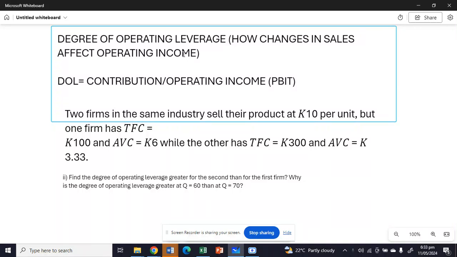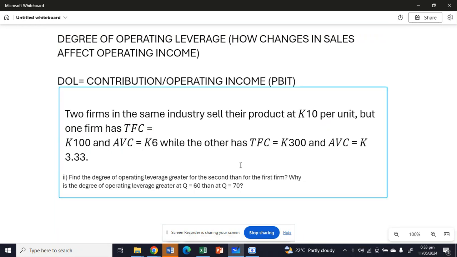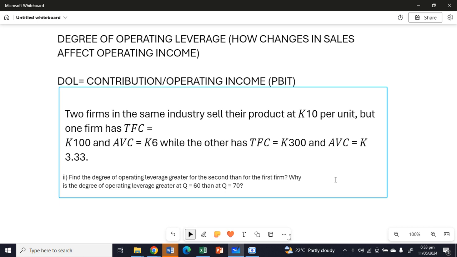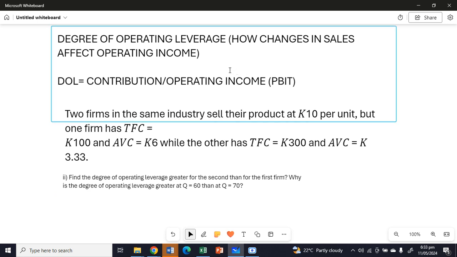If you remember in the financial statements, you've got sales. When you take away your variable costs, you remain with your contribution. After you take away your fixed costs, that's when you get your operating income, which is the profit before interest and taxes. So before you deduct interest and taxes, that's the operating income which we are talking about. So that operating income can be affected by a change in sales in a company.